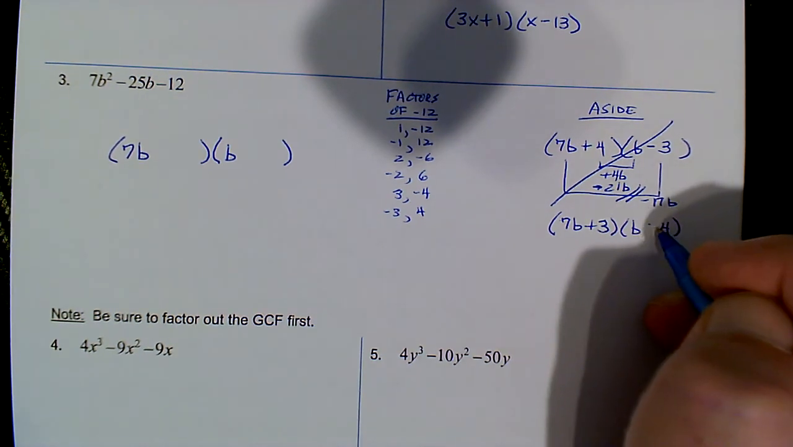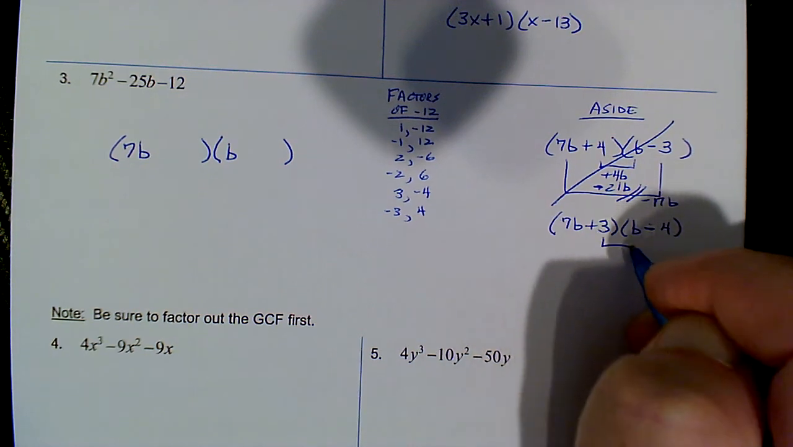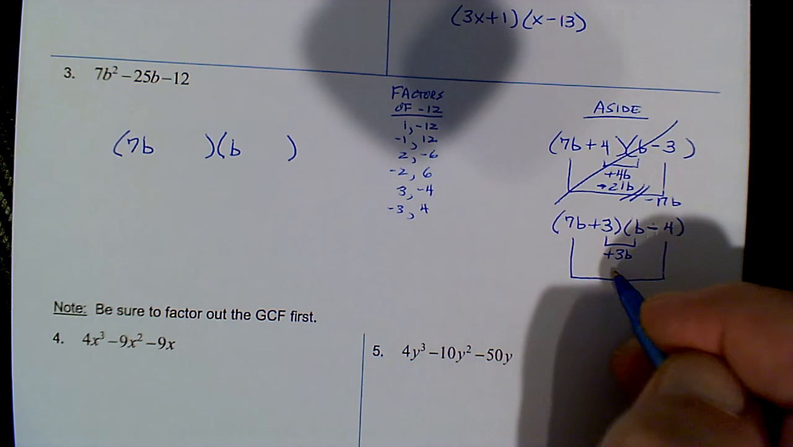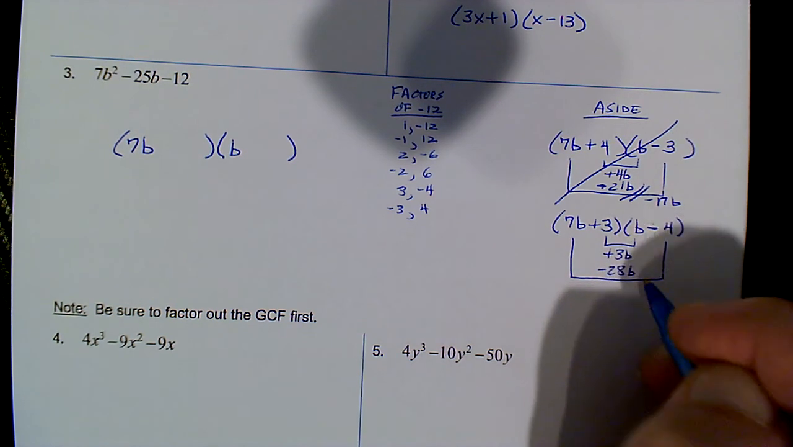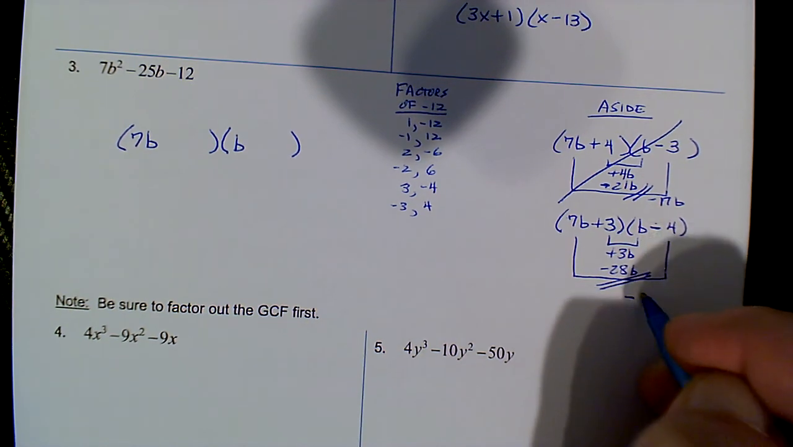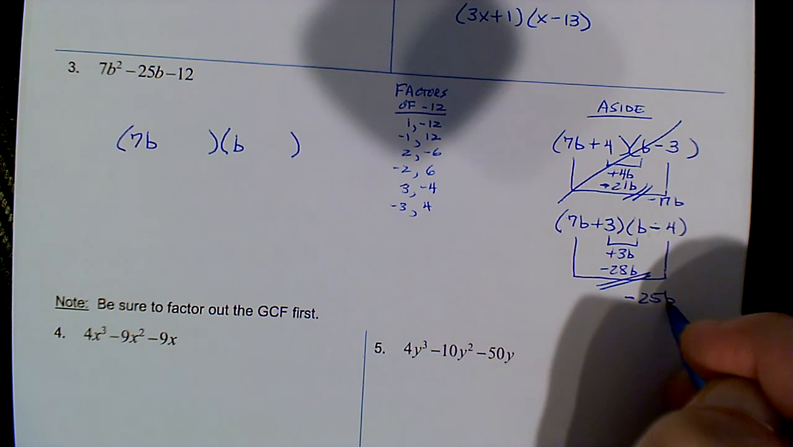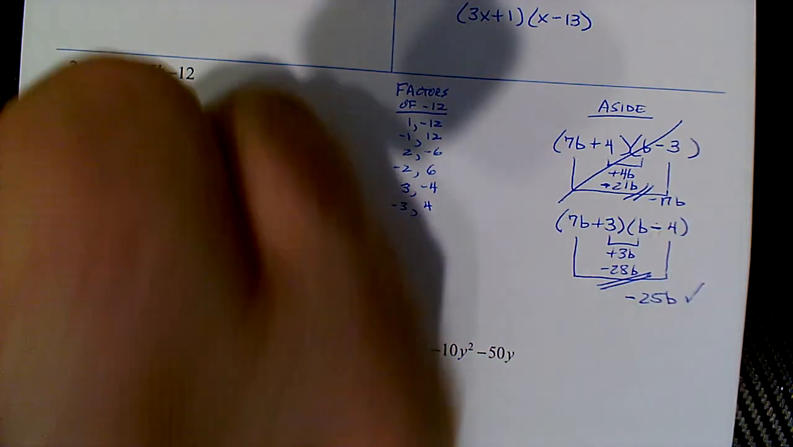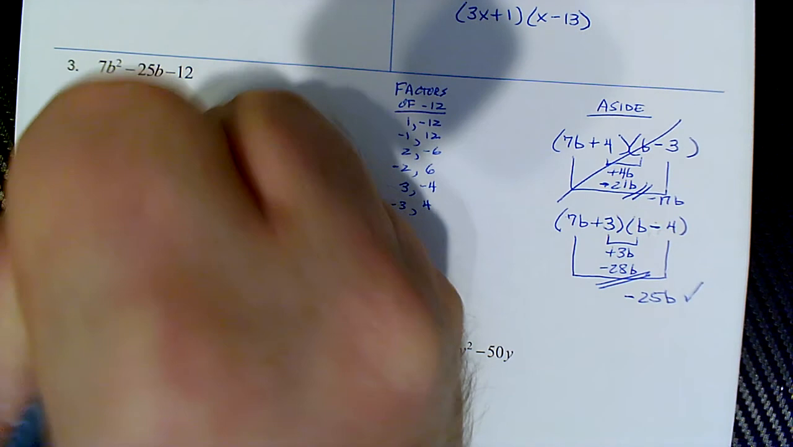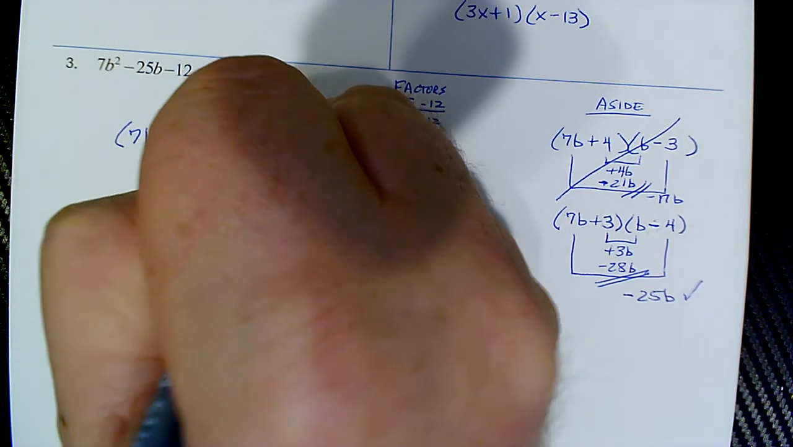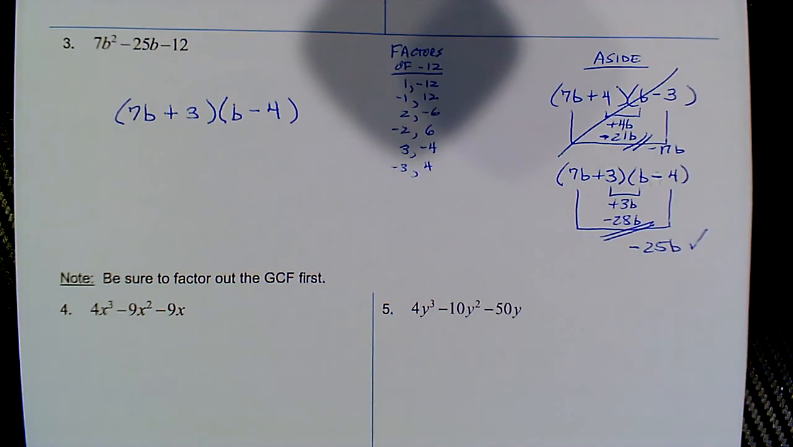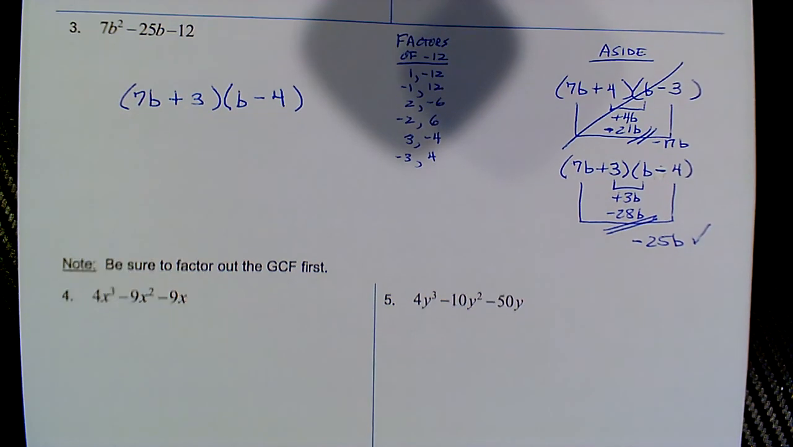And let's check the inners and the outers. So the inner product plus 3b, the outer product negative 28b, combined to give negative 25b, and that checks. That's what we're looking for. So it looks like 7b plus 3 and b minus 4. Okay, so trial and error is the way I'd like you to consider.